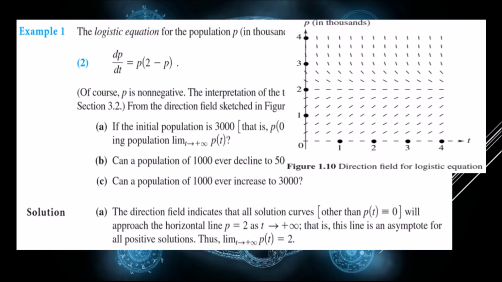The solution for letter A. The direction field indicates that all solution curves will approach the horizontal line P equal to 2 as t approaches infinity. That is, this line is an asymptote for all positive solutions. Thus, the limit of P sub t as t approaches infinity is equal to 2.